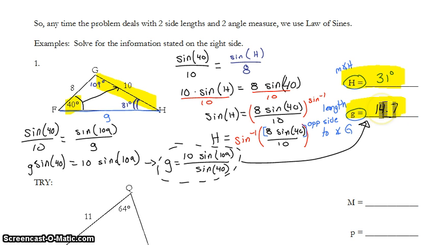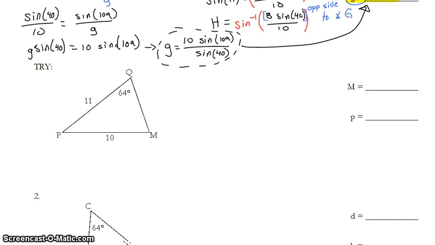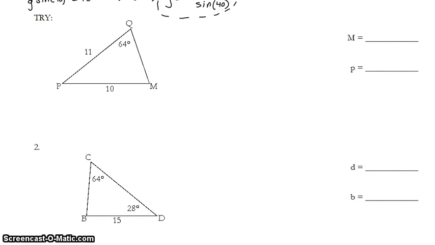I want you to go ahead, use this as an example, and try the next problem here. It's very similar. I've given you very similar information. So hit pause, try to find the measure of angle M, then try to find P.